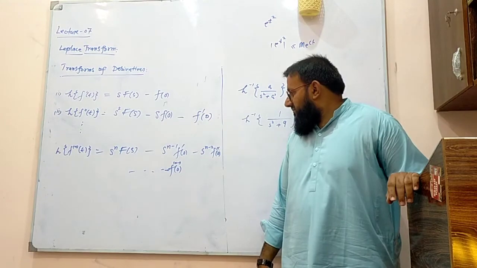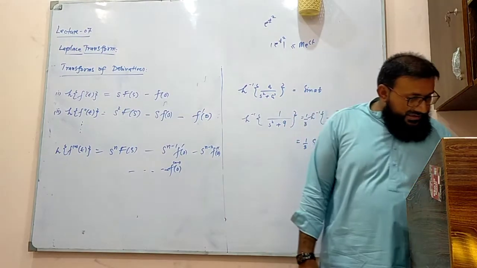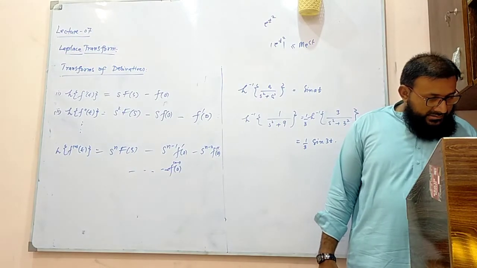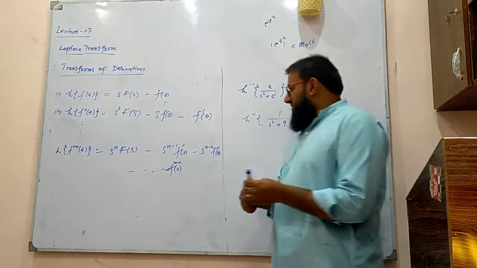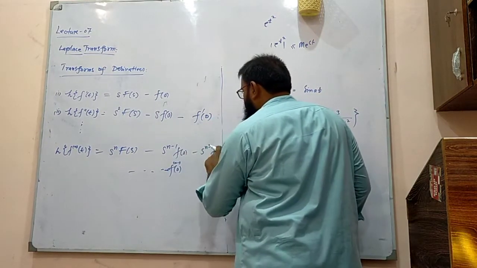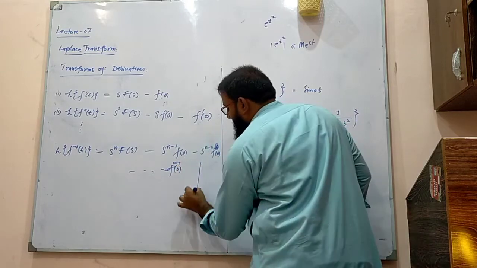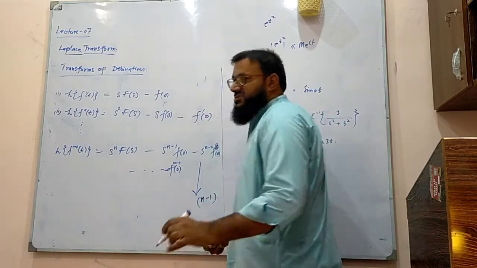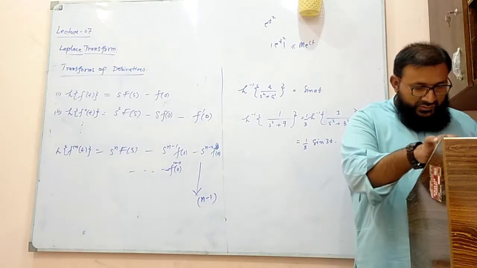What about the last one, sir? Then there is a problem with that: s power n minus 1 times f of 0. This is f of 0, which has no prime, and this is f prime of 0, a single prime. So their sum is going to be n minus 1, not n.